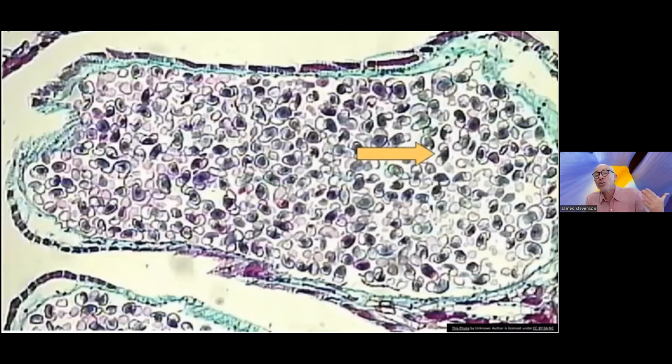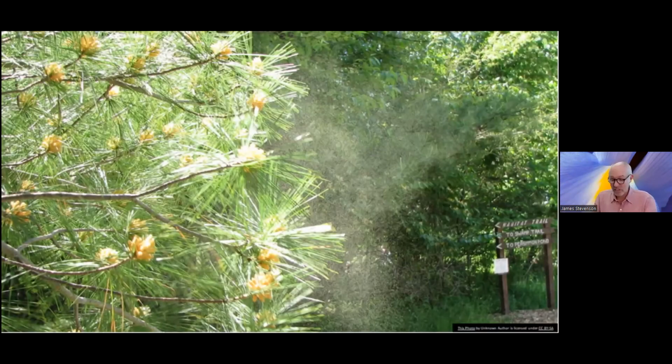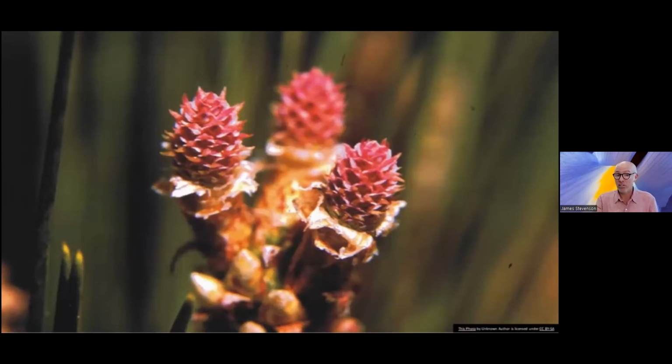Here's a close-up of one of the scales of a male cone, each one of these little Mickey Mouse ear shaped. Those are the wings that are going to carry the gametophyte with the sperm inside over to, on the wind, over to the female cone.